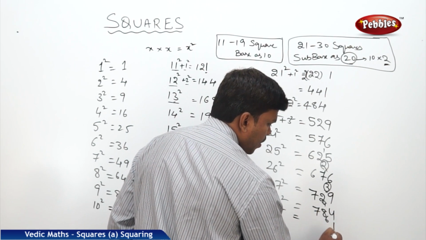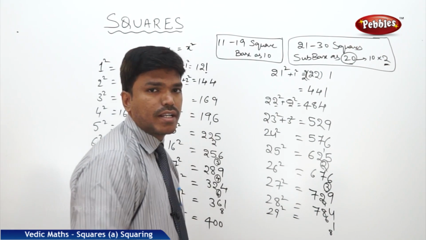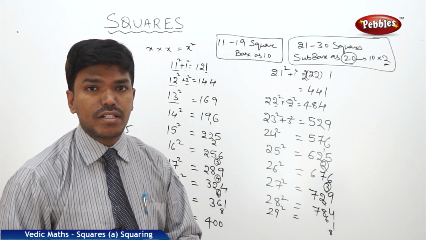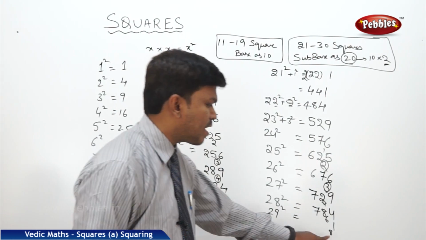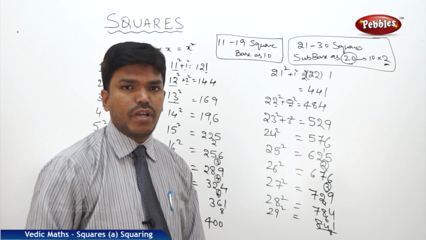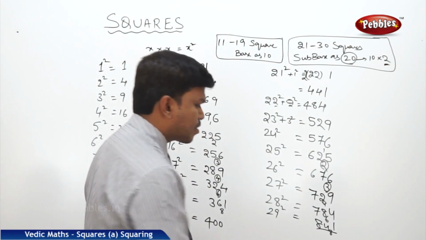29 square. 9 square is 81. Drop 1, carry 8. 29 plus 9, 38. 38 double, 76. 76 plus 8, 84. So the answer is 841. Now anyway, 30 square everybody knows. So what is 30 square?